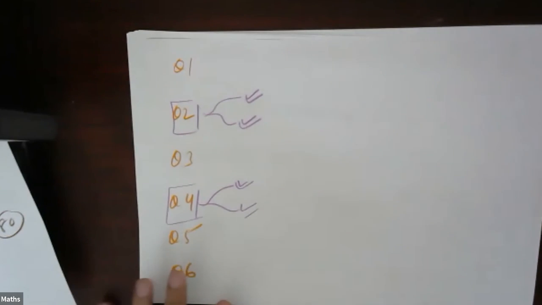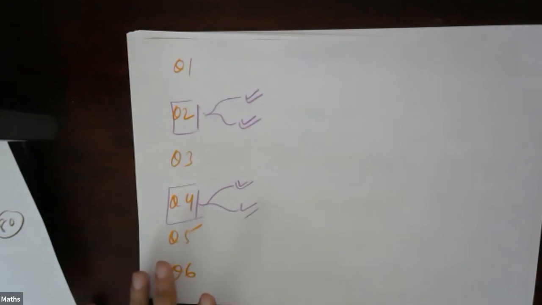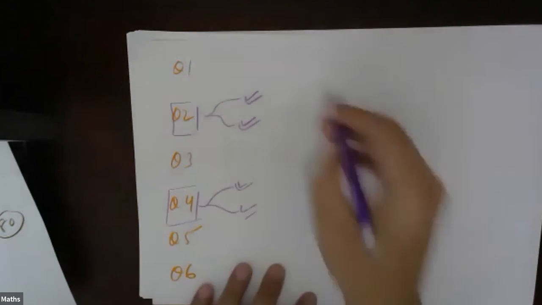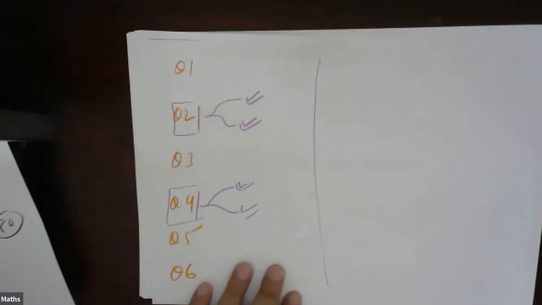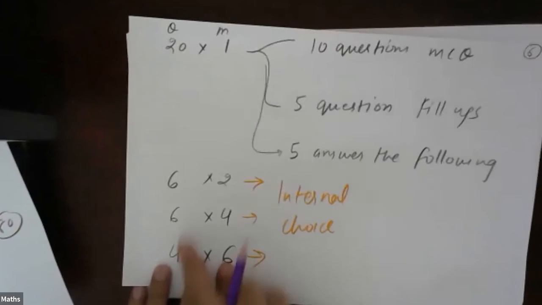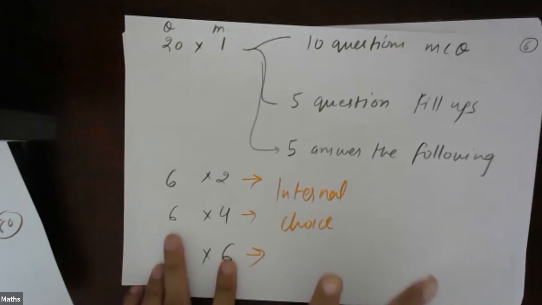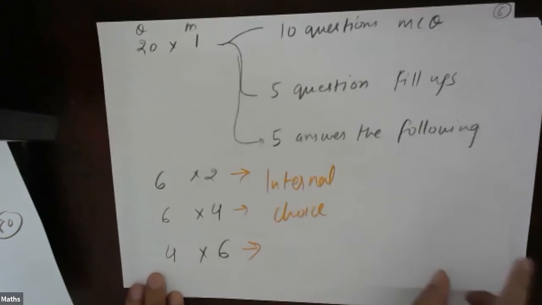Sir, is this correct, right? Yes, sir, you're correct. Okay, fine. So similarly for the remaining questions also, for 6 into 4 you will have 2 internal choices, and for 4 into 6 also you have 2 internal choices. For 4 into 6 also I'm explaining.